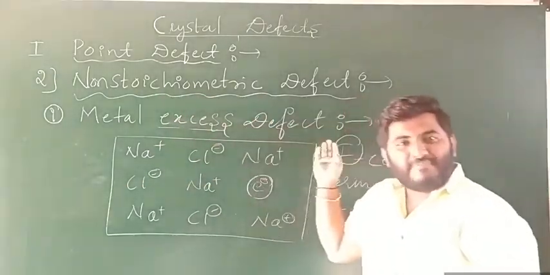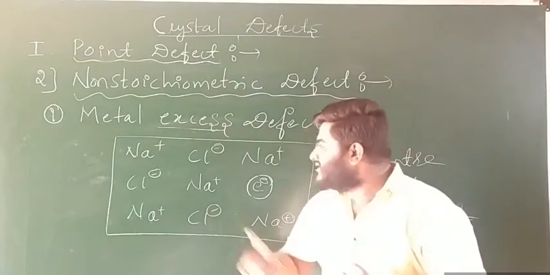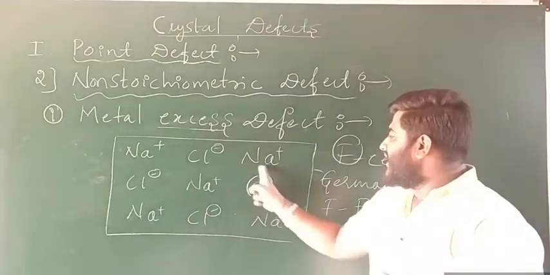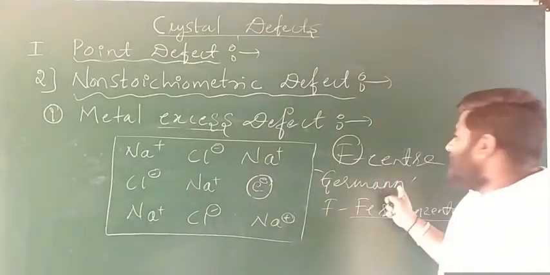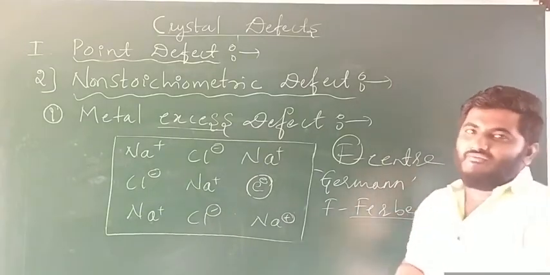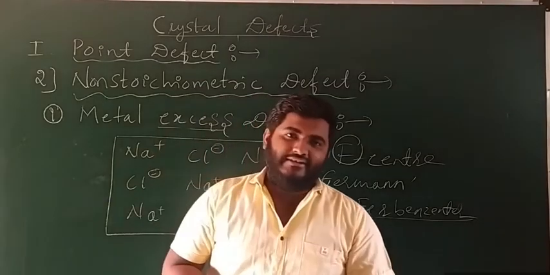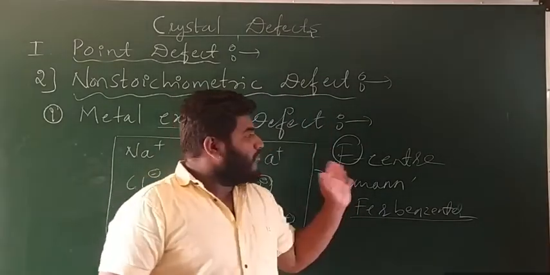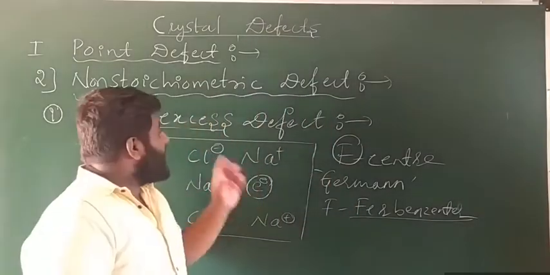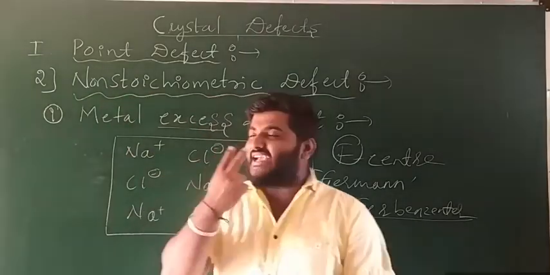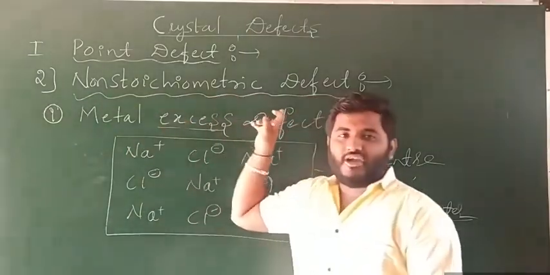This is metal excess defect: the definition of metal excess defect, the diagrammatic part, how we are getting an electron here, and F-center, the meaning of F-center. So this is regarding metal excess defect. Right, I hope you got it. Next we will discuss metal deficiency defect. That is the second type of non-stoichiometric defect.